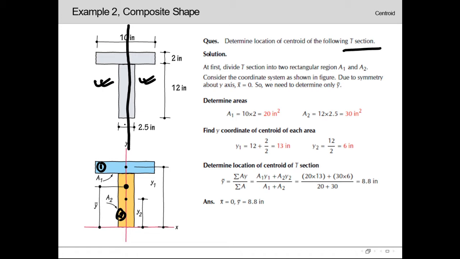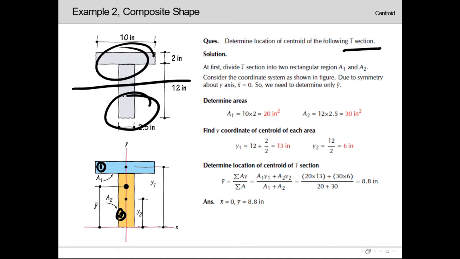So as the right and left portions are equal, this T section is symmetric with respect to the y axis. But is it symmetric with respect to the x axis? No, it is not, because if we draw the x axis at the midpoint, we can see that the upper portion is a bit higher compared to the lower segment. So it is not symmetric with respect to the x axis, but it is symmetric with respect to the y axis.